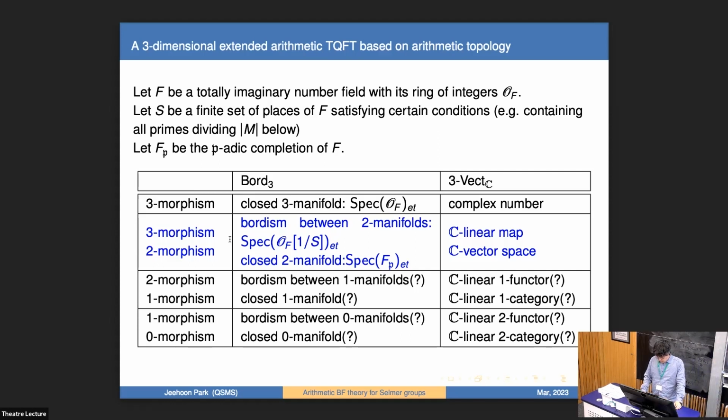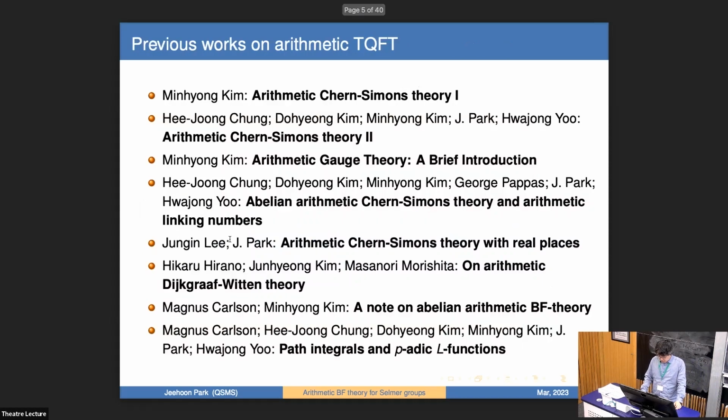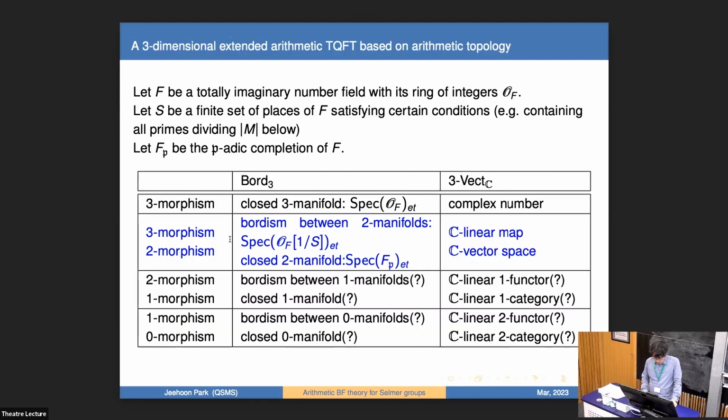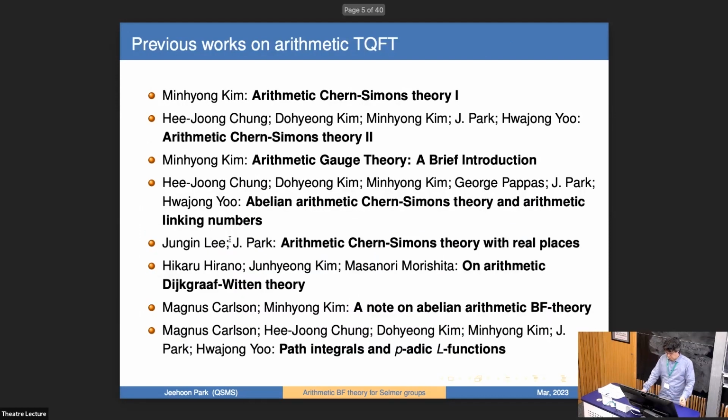The first example, I think, was given by Minhyong Kim, who proposed and initiated this arithmetic gauge theory business. He gave an example of this sort of arithmetic TQFT, which is an analog of Chern-Simons theory. So that's arithmetic Chern-Simons theory. Then the collaborators, including me, tried to compute the arithmetic Chern-Simons invariant in particular examples. And that's Chern-Simons theory 2.